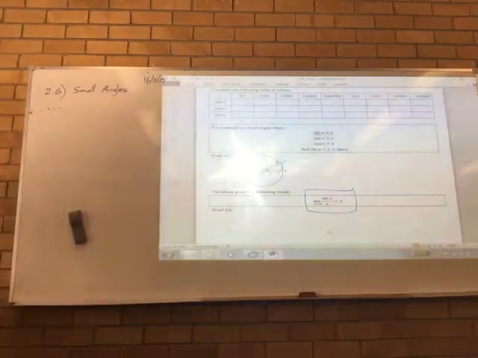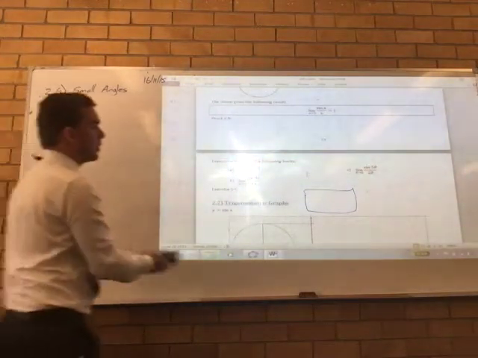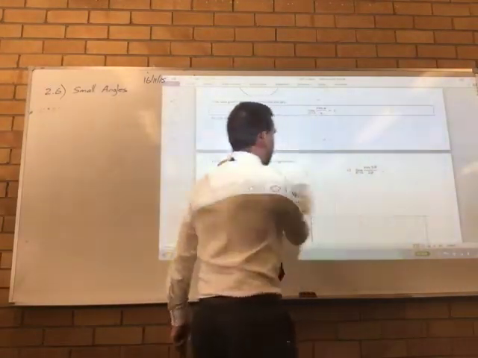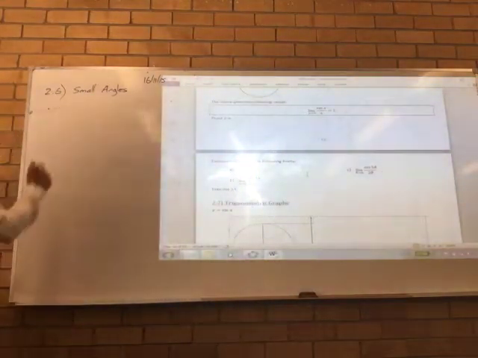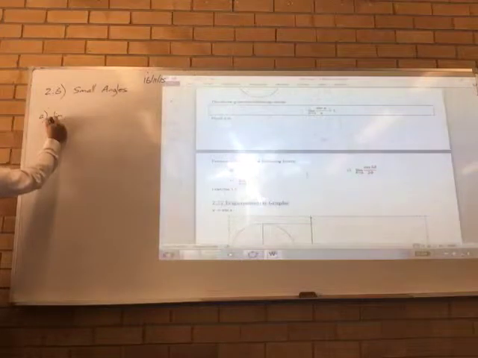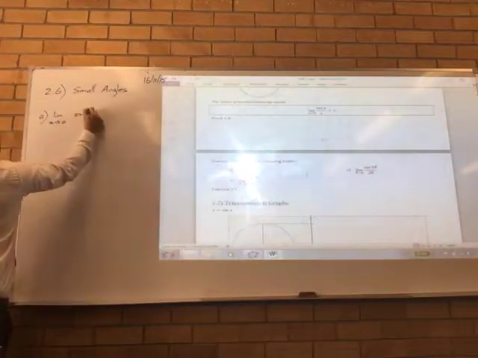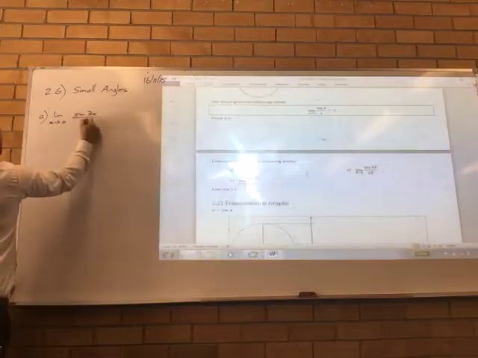Alright, examples. You're going to use that result to evaluate the following limits. A: we need to take the limit as x approaches 0 of sine 3x over 3x.